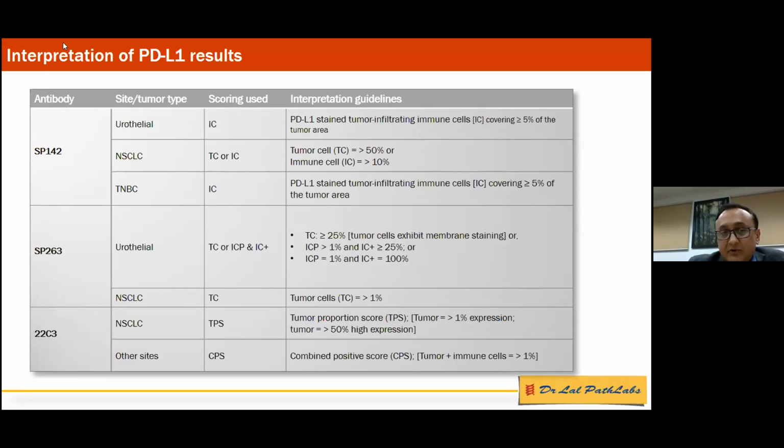Now, the second point to remember here is that positivity also can be in tumor cells or immune cells. But then FDA has given us guidelines where to see for positivity in which tumor type against which clone. So this table enumerates all those in details. I won't go into greater details of these.